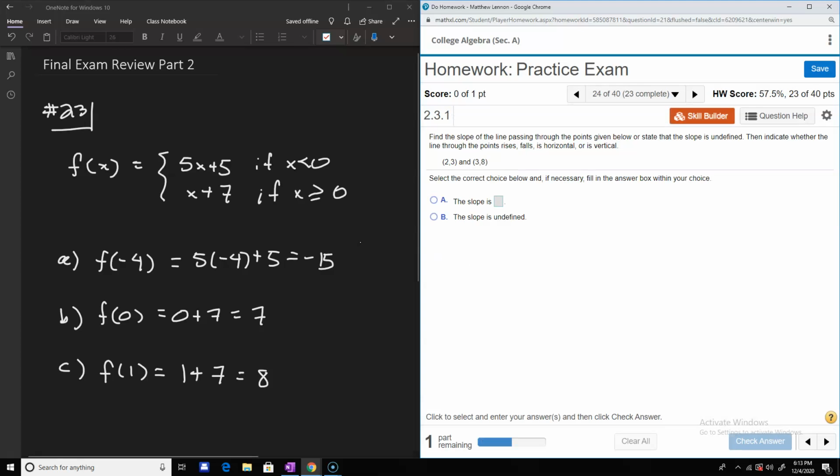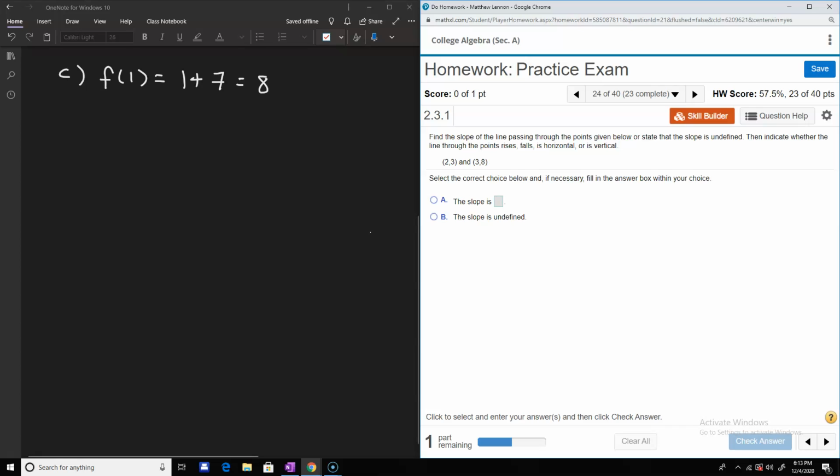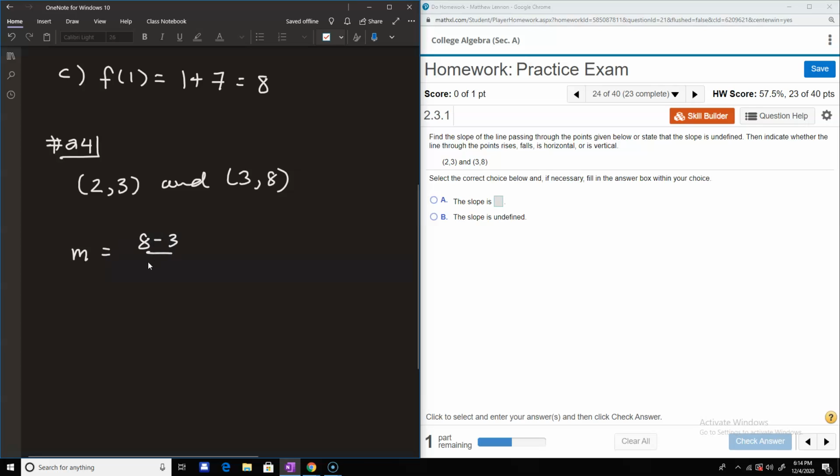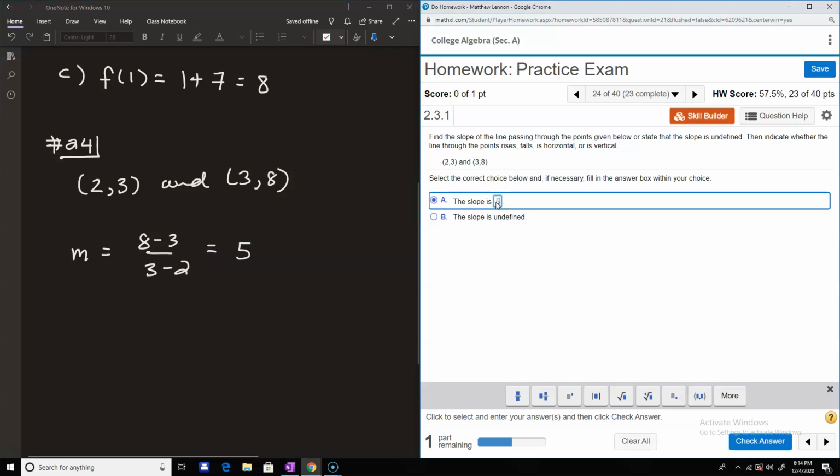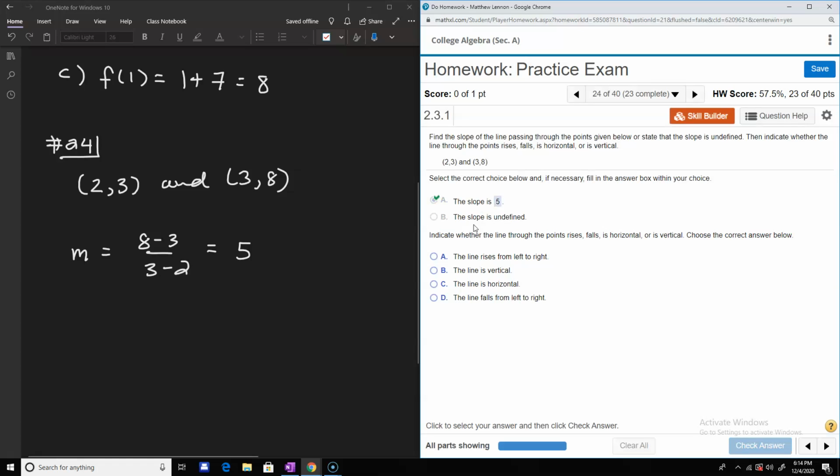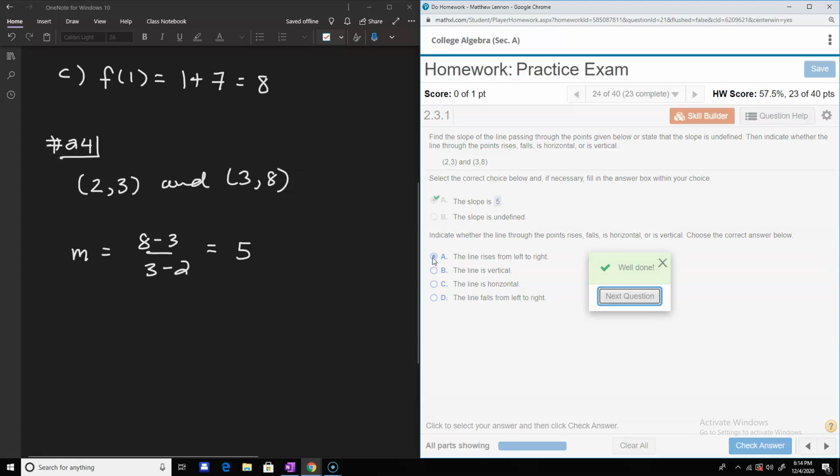Okay, find the slope through 2 points. That's pretty straightforward. We just go ahead and use the slope formula, y2 minus y1 divided by x2 minus x1. So we have 2, 3, and 3, 8. So the slope here is 8 minus 3 divided by 3 minus 2, which comes out to 5. So that's the value of our slope. And a positive slope indicates it's going to be rising from left to right. It's an increasing function.